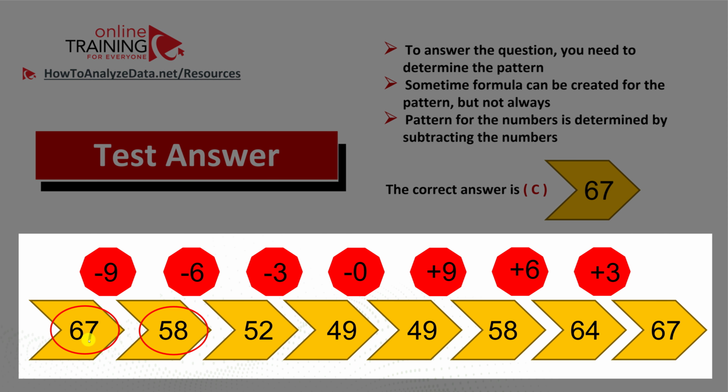If you look at the series of numbers, for example, between 67 and 58, you see that the difference is -9. If we put -9 on top in between 67 and 58, and then continue and put the differences in between the steps in the numbers, you will see that the differences will account for -9, -6, -3, 0, +9, +6, and the next number would be +3, because if we follow the pattern, that would be the next number. And that's how we came up with the answer of 67.